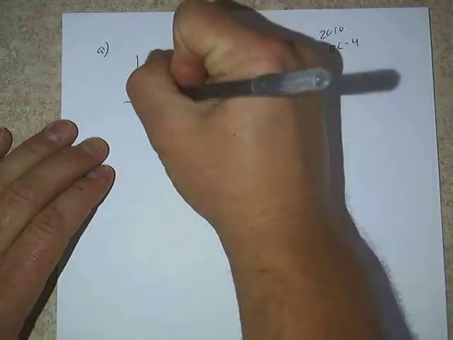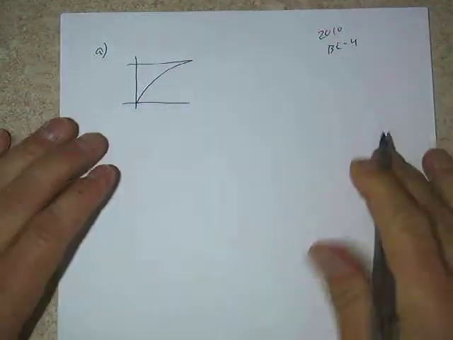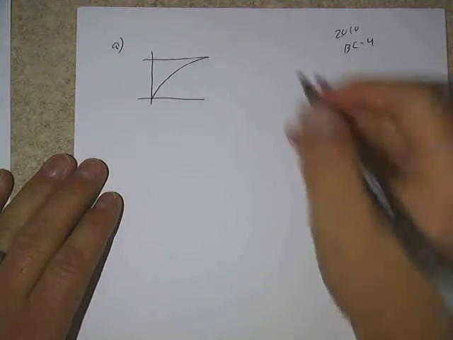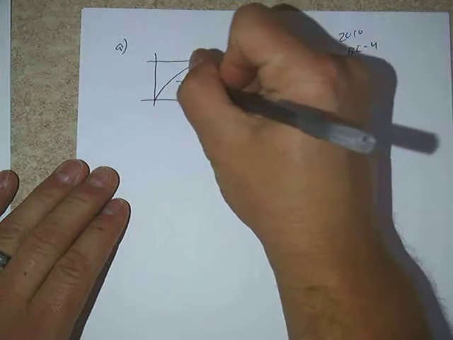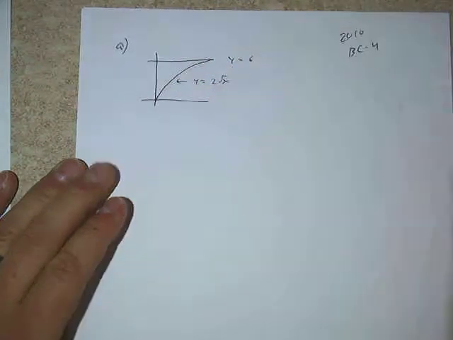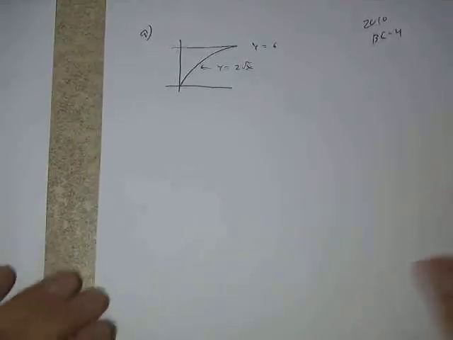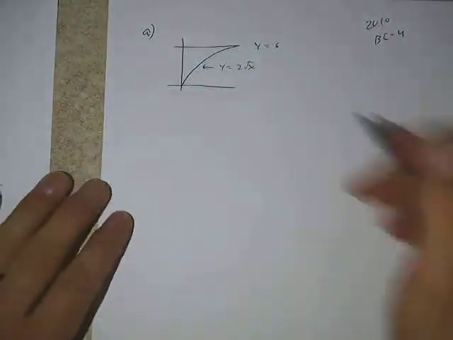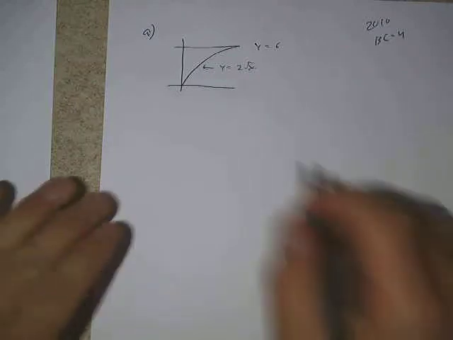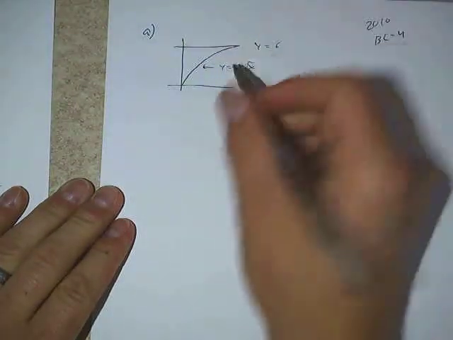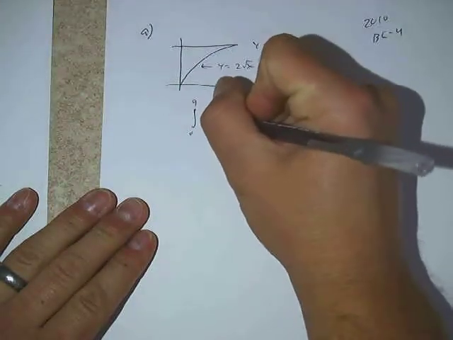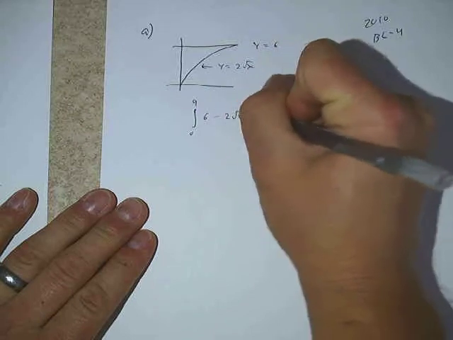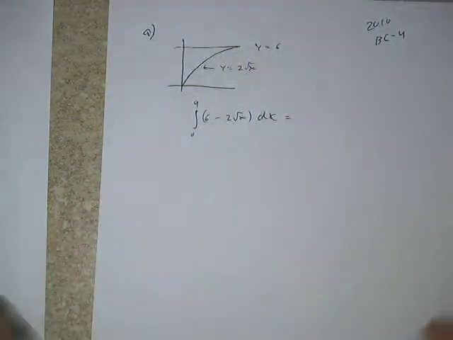Okay, so 2010 number 4, we have a region. It's bounded by the y-axis, the line y equals 6, and the curve y equals 2 radical x. On part A, we were asked to find the area of this region. Ultimately it's got a top, that's the horizontal line. It's got a bottom throughout the region, that's the 2 radical x. So we write our integral from 0 to 9, 6 minus 2 radical x dx.